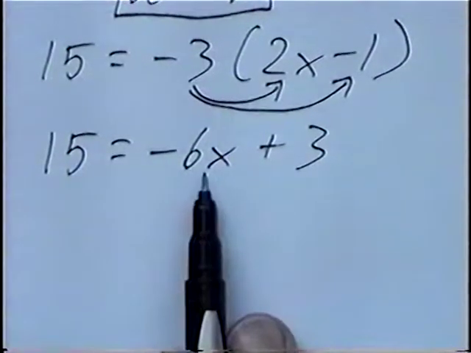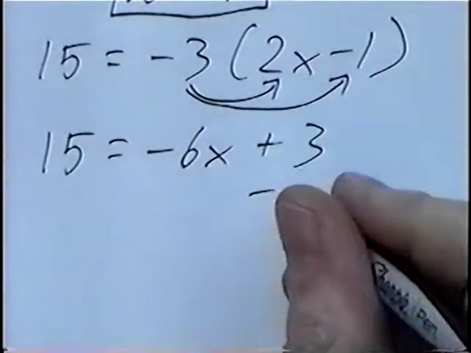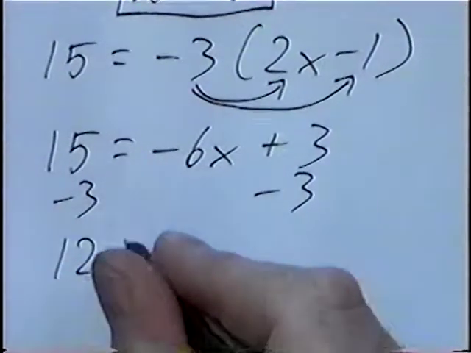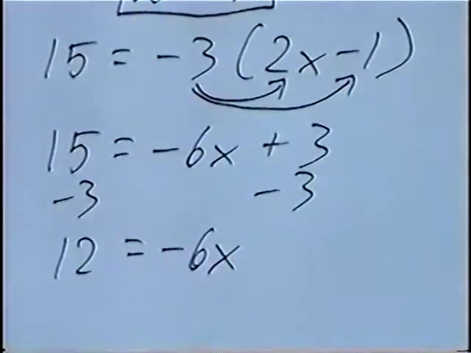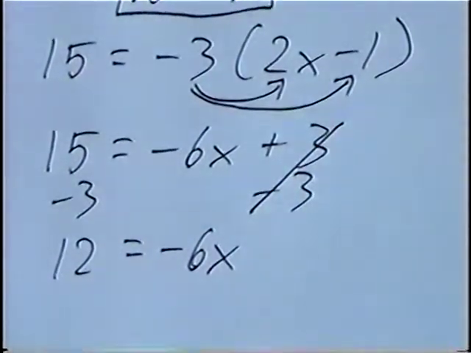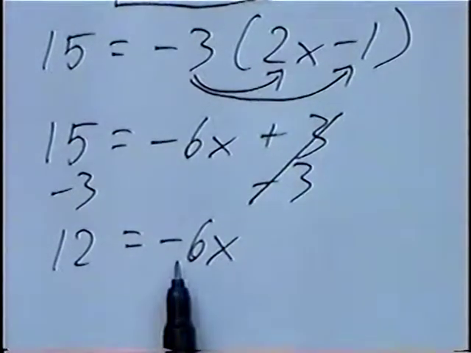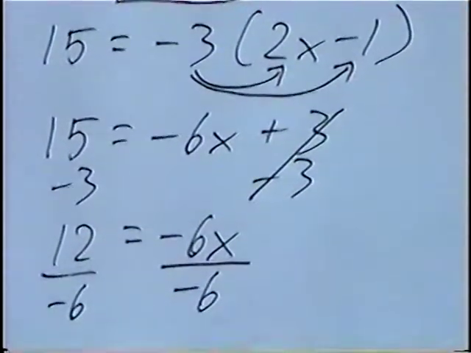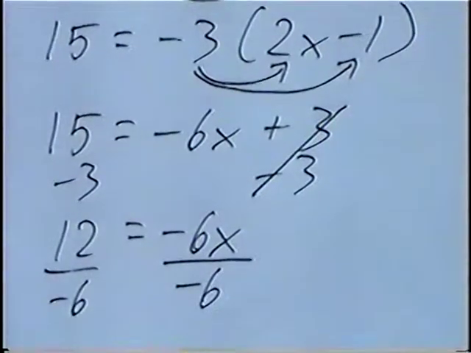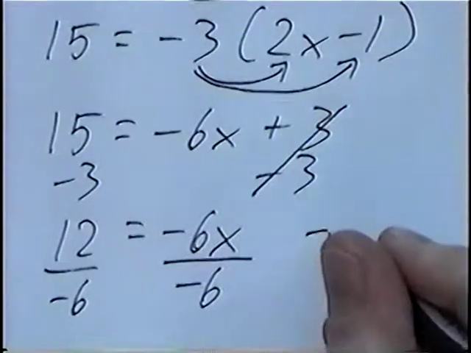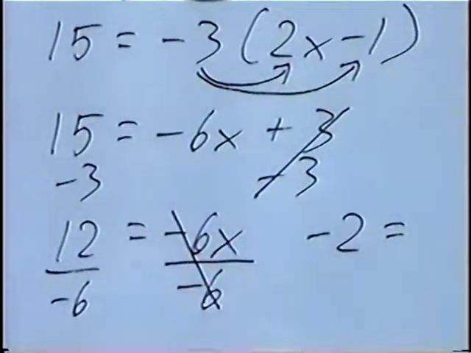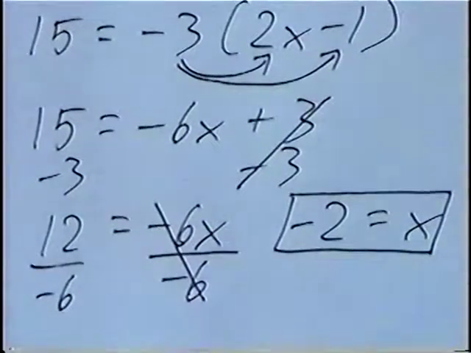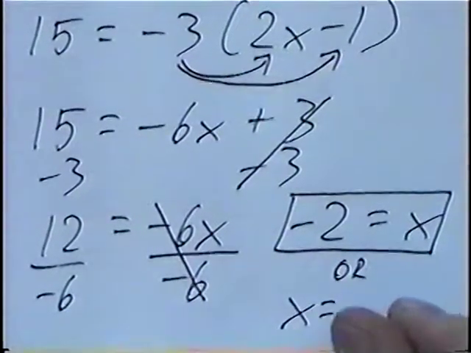Solving from here, the variables on the right-hand side, that's fine. We can just move the plus 3 to the other side by subtracting 3. 15 minus 3 would be 12. Negative 6x would stay the same, and 3 minus 3 would cancel. And the last step, negative 6 times x. To get rid of multiplying by negative 6, we can divide by negative 6 on both sides. And 12 divided by negative 6 would be negative 2. Negative 6 would cancel, and we'd have x left, so negative 2 equals x. Or if you want to, you could rewrite it x equals negative 2.